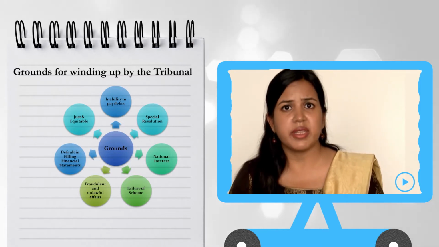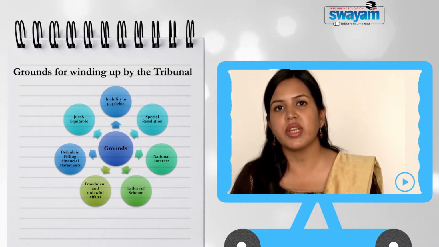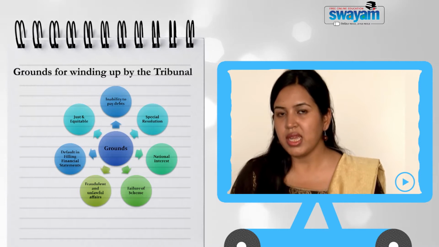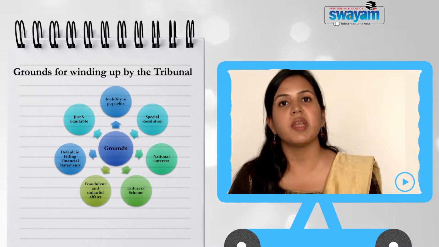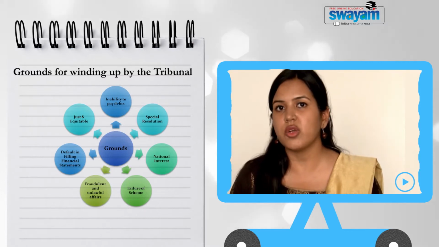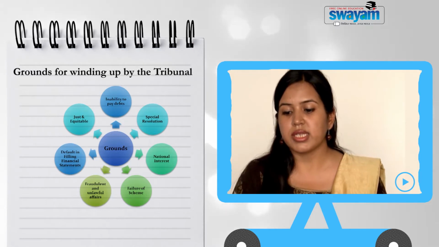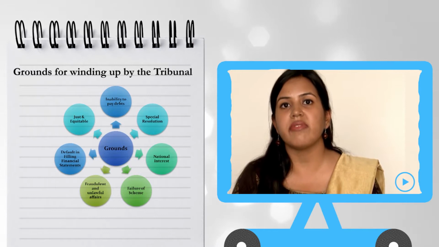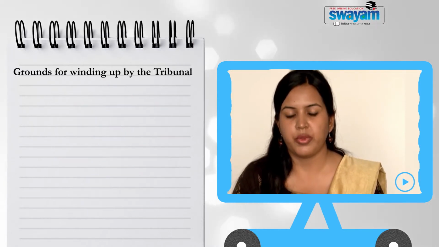In voluntary winding up, there are no such grounds, as it shows the willingness of the company to wind up their business. But in case of compulsory, when the word compulsory arises, then it shows that there is some force behind the winding up of the company. There is not any willingness of the company. So we will now discuss the grounds of compulsory winding up of the company, where there is an involvement of the tribunal.